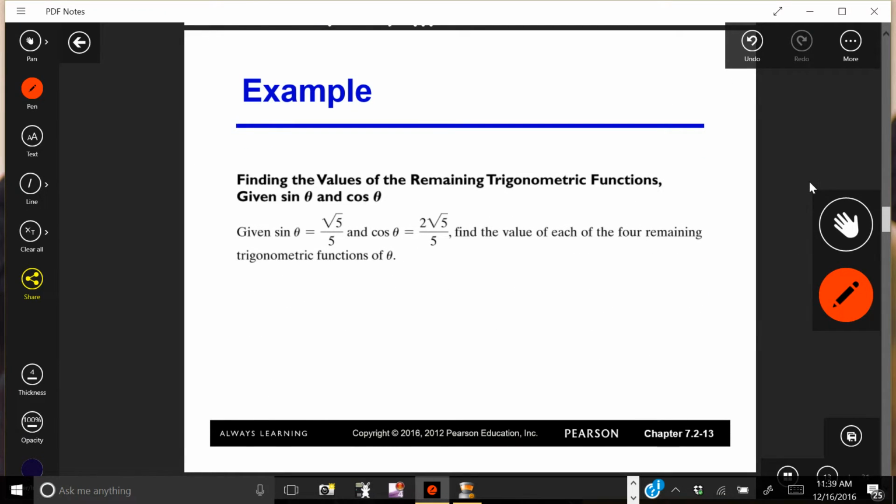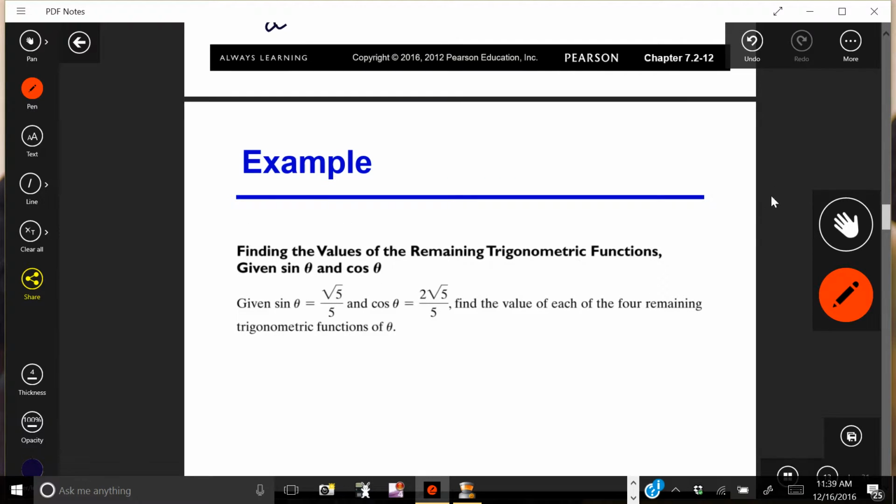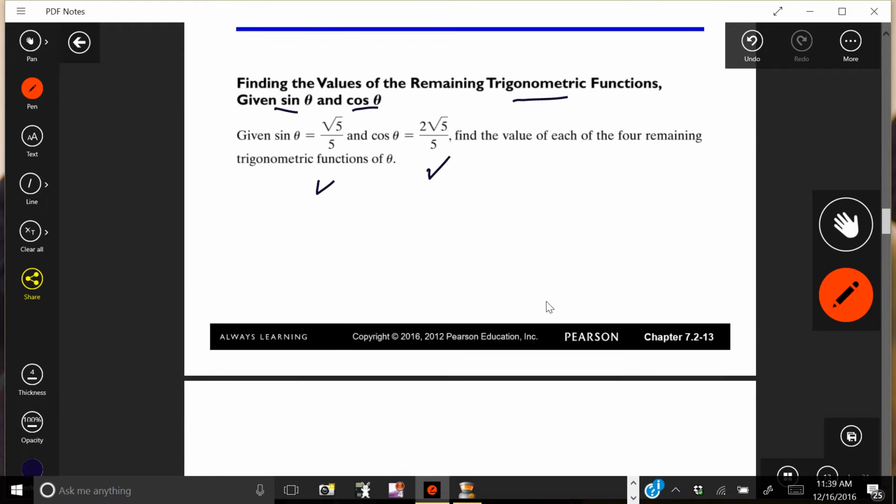Okay, here's an example. Find the values of the remaining trig functions given that sine of theta is the square root of 5 over 5, and cosine of theta is 2 square roots of 5 over 5. Find the value of the 4 remaining trig functions.